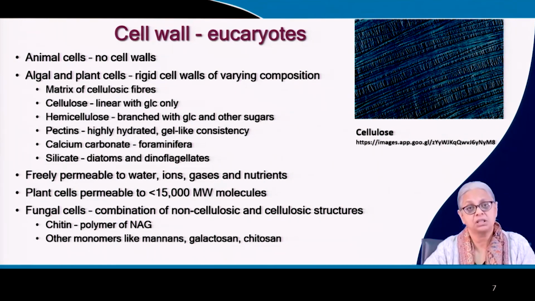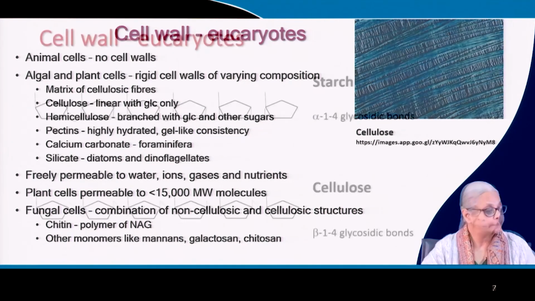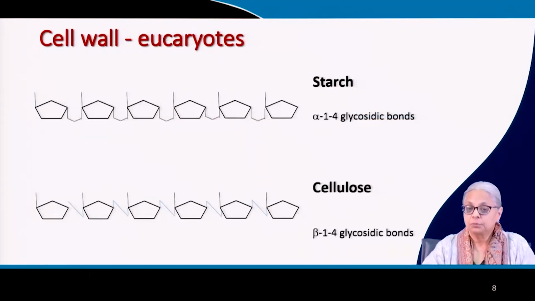And then we come to fungal cells. Fungal cells have a combination of non-cellulosic and cellulosic structures in their cell walls. So we have chitin. Chitin is a polymer of NAG, and we have other monomers like mannans, galactosan, chitosan. All these are monomers that can be part of the fungal cells. Then we have cell walls which contain, let me back up here.